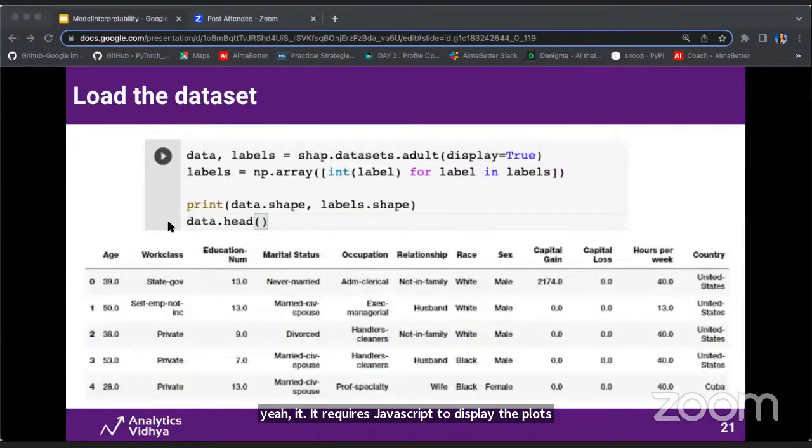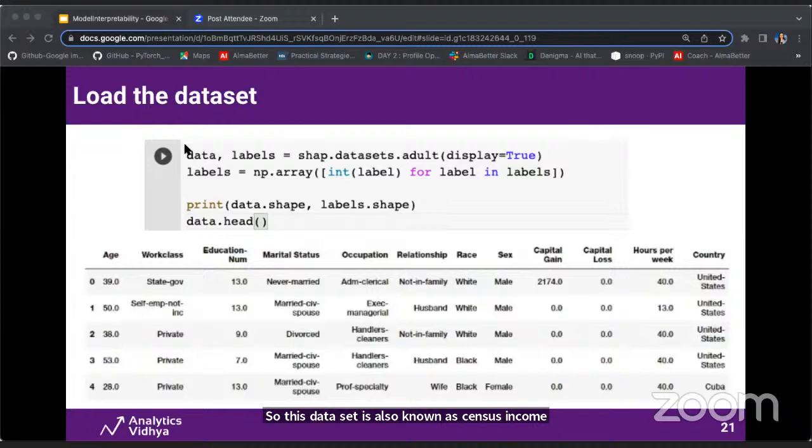Next is loading the data set. Once you have loaded the libraries, you need to load the data set. For example, I have taken the census income data set, which is also known as the adult dataset. This is easily available in the UCI ML repository. The objective of this dataset is to predict whether the income of adults exceeds $50,000 per year based on census data.